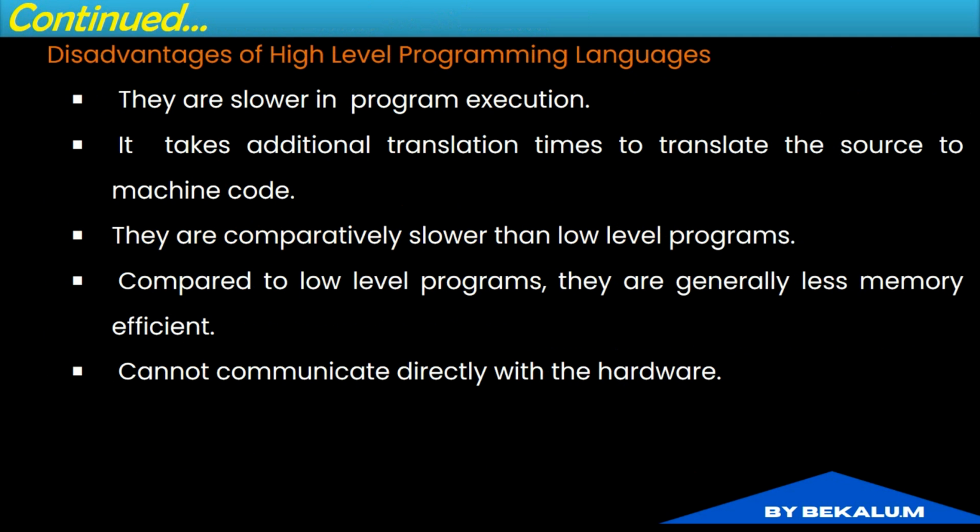Let's see the disadvantage. They are slower in program execution because instructions written in a high-level language cannot be directly understood by the computer. So it takes additional translation time to translate the source to the corresponding machine code. So they are comparatively slower than the low-level programs. Compared to the low-level language, they are generally less memory efficient, because every variable, every class, or every method needs memory. They cannot communicate directly with the hardware, so they need extra steps to be understandable by the computer. So they need a translator.